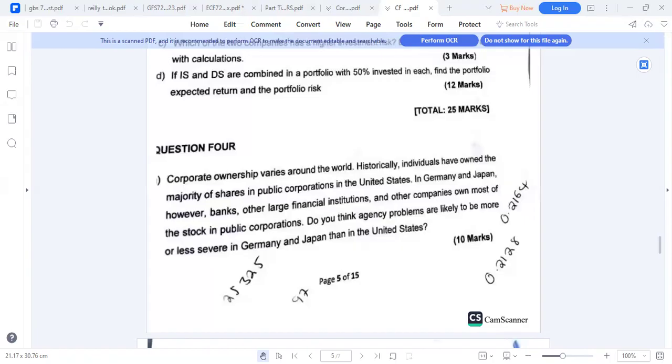When we go to the US, historically, we know that individuals have owned the majority of shares in public corporations. But in the past few decades, a large number of financial institutions, such as the mutual funds, pension funds, these ones have become dominant owners. So with this trend being backed up in history, we can say the potential for reducing agency problems is higher in the US.